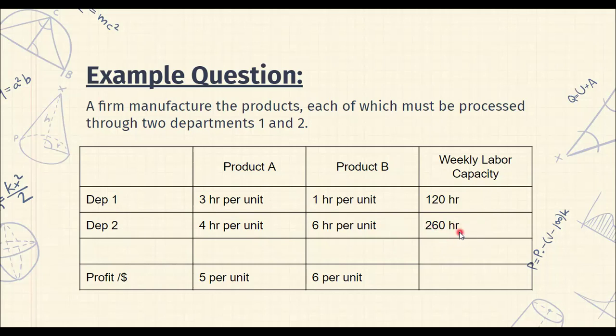Now, proceeding ahead with the profit generated by product A and product B. The profit from product A is $5 per unit, whereas for product B, it's $6 per unit. Now, how do we solve this question? What will be your decision variables? What will be your constants that will be used in further equations? Let's proceed ahead and see.